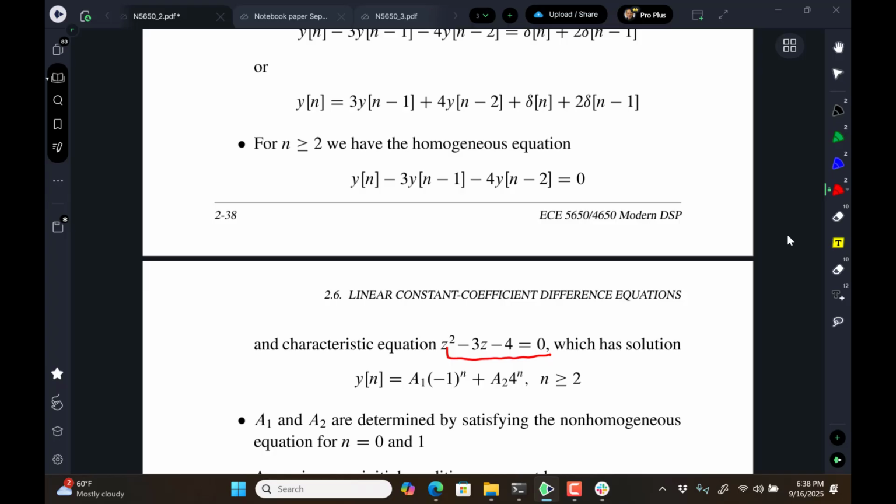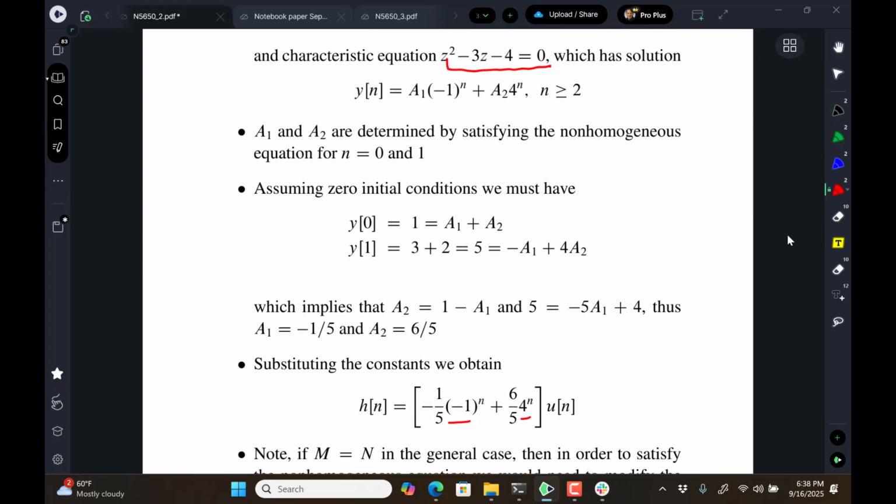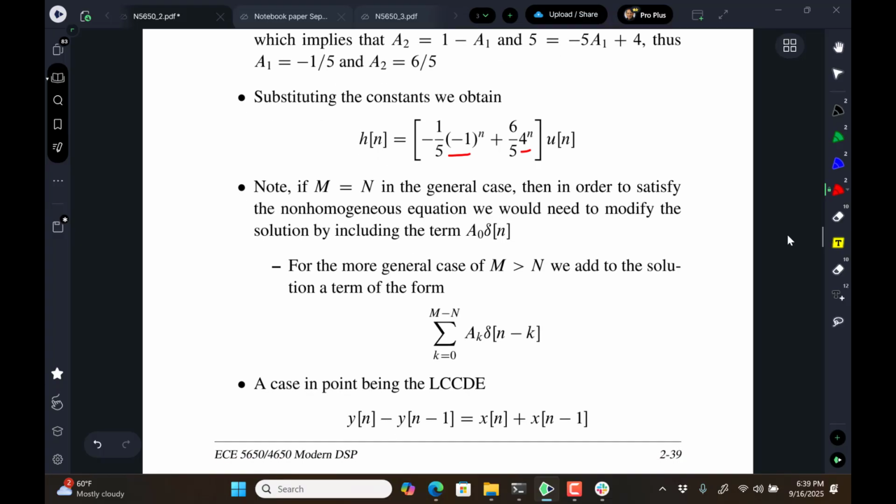It just pops off the page because you've got 1 minus 3z and then minus 4. Then you solve for the roots of that, and you get minus 1 and 4. And then you go about solving. In this case, we're solving for the impulse response, so we're not going to solve for the forced response and the method of undetermined coefficients. We're just going to solve for the impulse response, so we can plug values into the difference equation, and we're trying to solve for A1 and A2. This just takes you through that exercise of solving for A1 and A2.